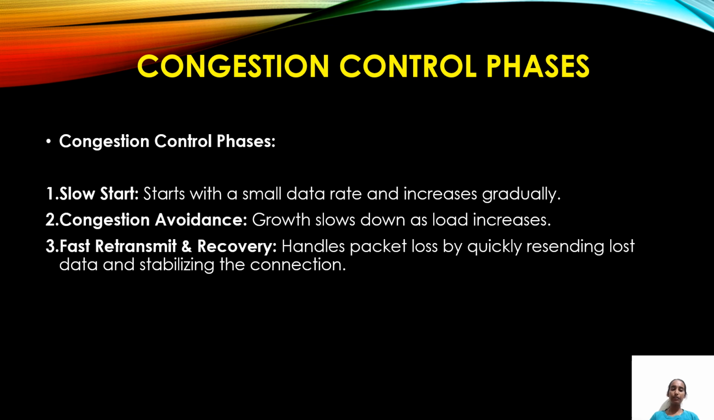Let us see the three phases of congestion control. The first phase is slow start, then comes congestion avoidance, and then fast retransmit and recovery. Slow start begins with a small data rate and increases gradually. In congestion avoidance, growth slows down as load increases. Fast retransmit and recovery handles packet loss by quickly resending lost data and stabilizing the connection.